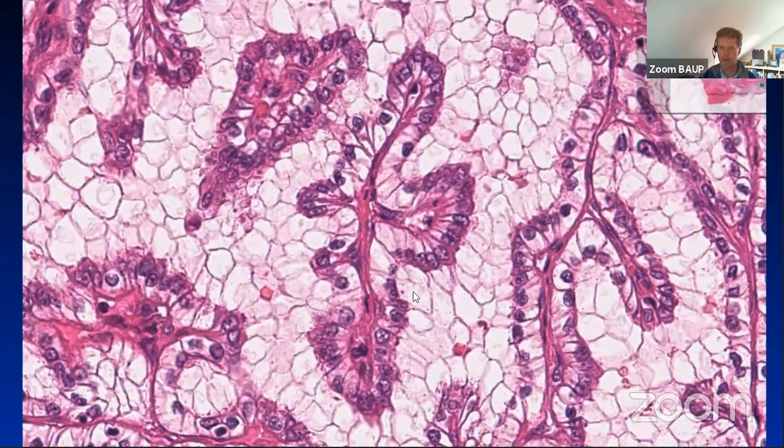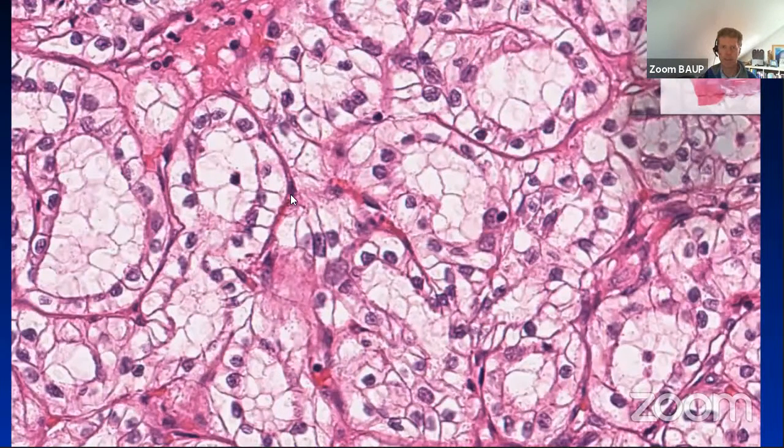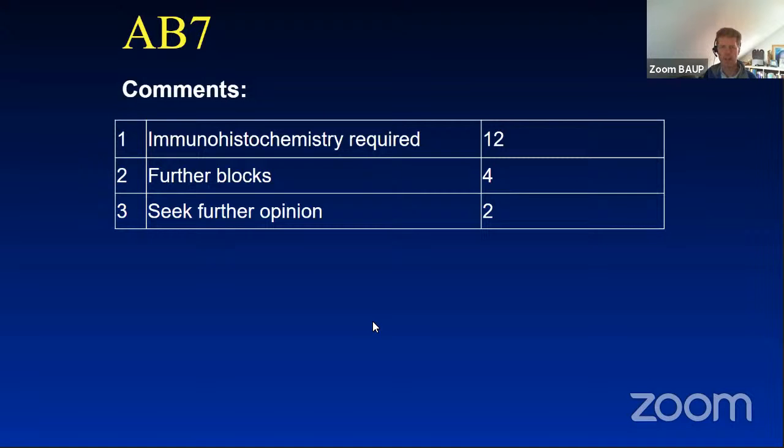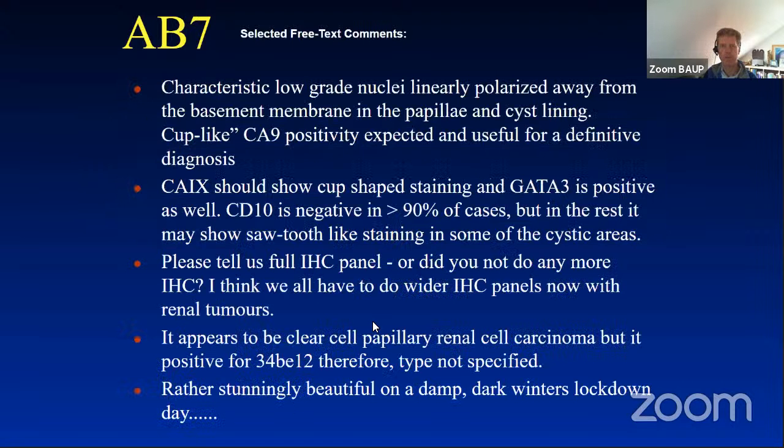And with the eye of faith, some of the nuclei are pushed up. It's probably best in this area, although it's slightly complex. It's slightly better here, like secretory endometrium. The nuclei are low grade, very, very small nuclei. Some wanted more immunohistochemistry. And these are the comments. And they talked about polarized away, a cup like CA9.